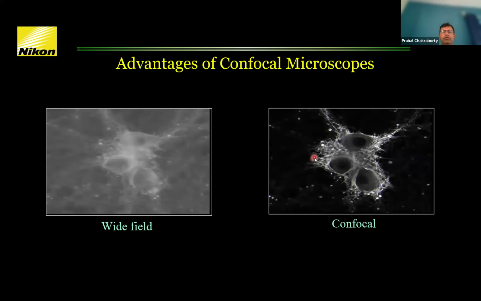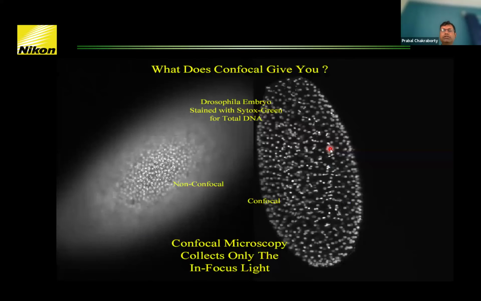Now, if you compare the two images, the left side is wide field, the right side is confocal. You can see how the confocal can give you minute structural details, which can be helpful for your particular experimental question. So that is how confocal is advantageous over wide field fluorescence.